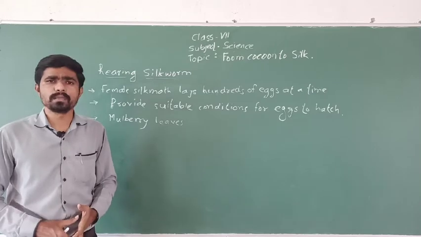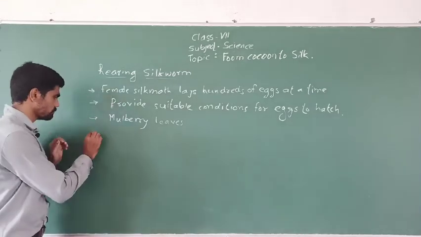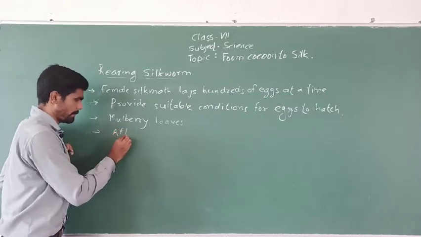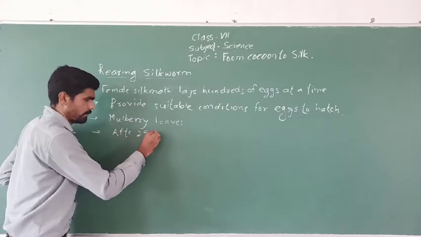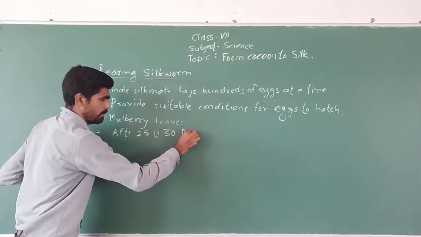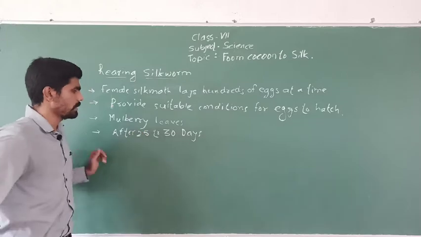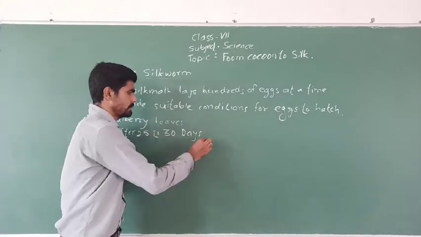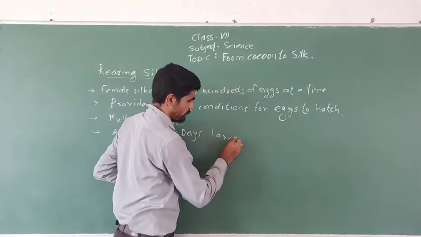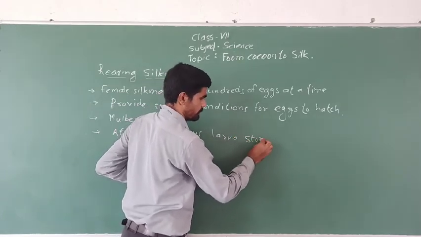When the larva grows completely, then after 25 to 30 days, the larva or silkworm stops feeding.